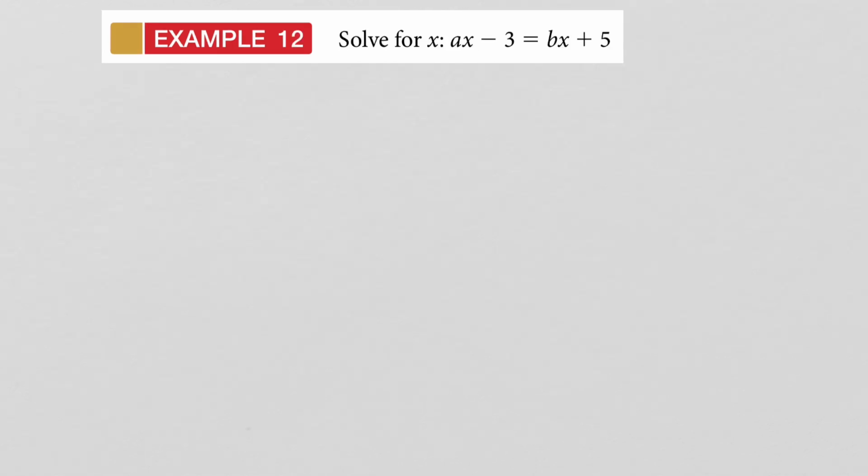In our next example, we have ax minus 3 is equal to bx plus 5. Notice that this is an equation that has 3 variables, a, b, and x. And we want to solve for x. So to solve for x, once again, notice that we have an x here and we also have an x here. We need to get all the x's on one side of the equation and all of the non-x's on the other side of the equation.